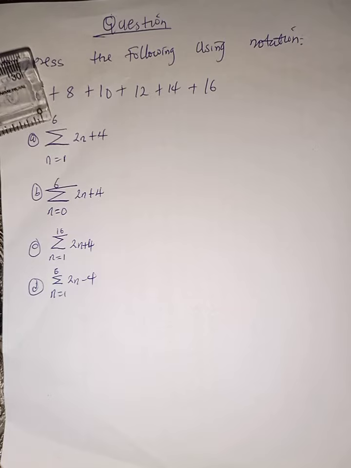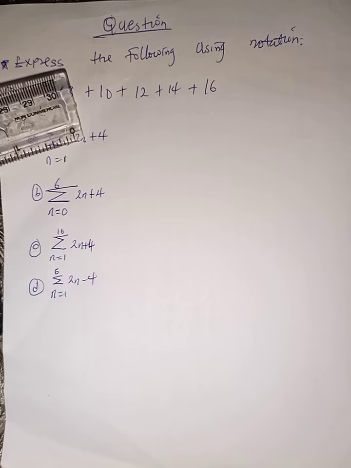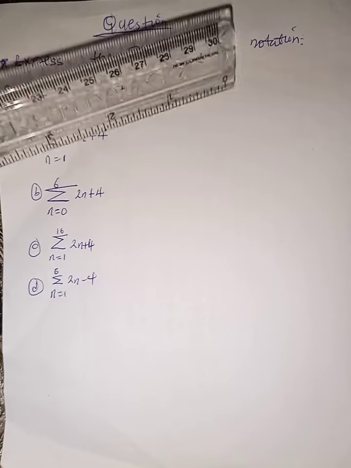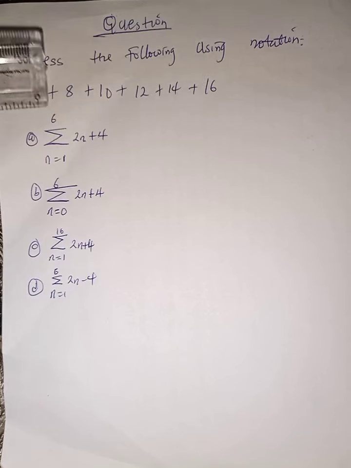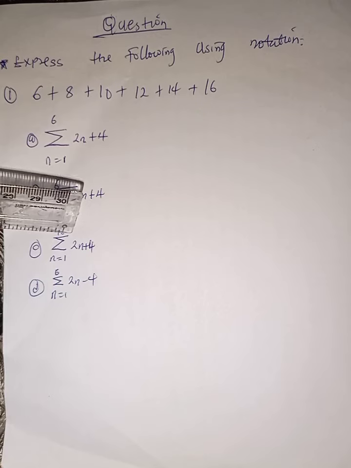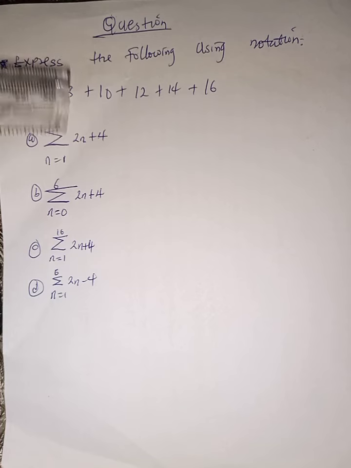So when n is now 6, we're going to have 2 times 6, 12, plus 4, 16. Correct. So this will be the correct option to this question. Others will not be correct. If you check very well, you discover that others won't be correct. So that is how to get it.